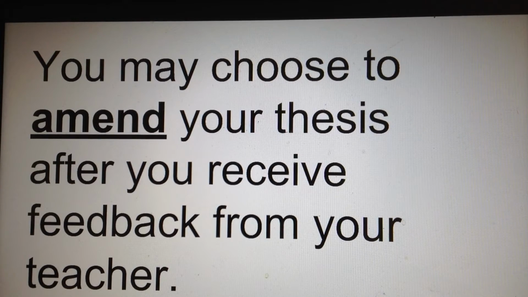Hello, this is Maestro X, and I'm going to go over the Level 2 Academic Word of the Day, amend, for Week 2, Quarter 1. Let's take a look at your flashcard.